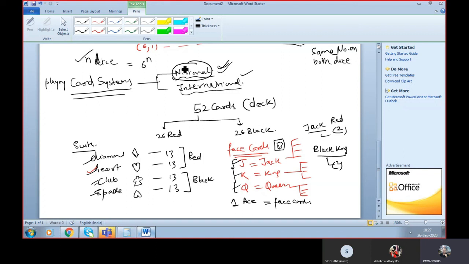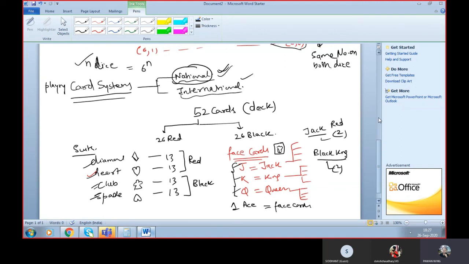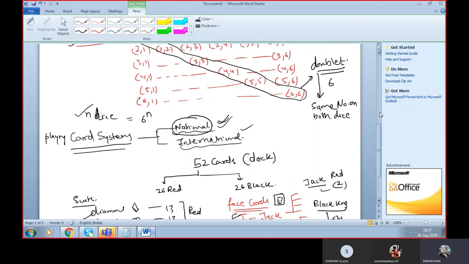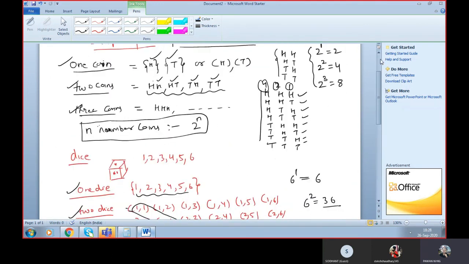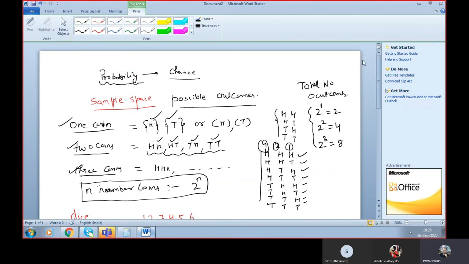I hope these sample spaces will help you get more insight into probability, because students generally don't have good command over these sample spaces, and that's why they are not able to solve the probability questions quickly.